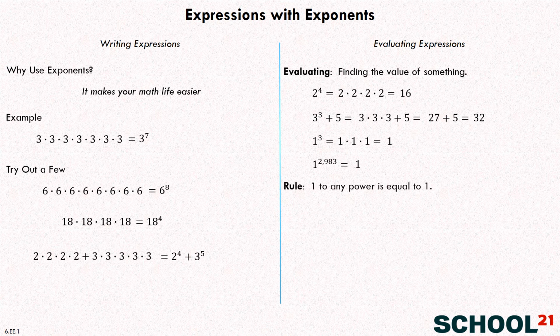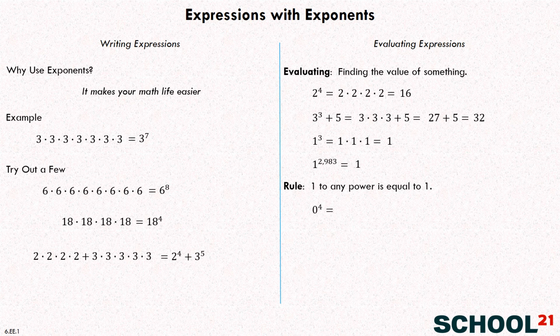Mm-hmm. So let's go ahead and write a rule. See if this sounds right to you. 1 to any power is equal to 1. Does that sound right? Mm-hmm. You put any power up there, whether it's 1 to the 3rd like we did or 1 to the 2,983rd, it's going to be 1, right? Okay, so that's a good rule.